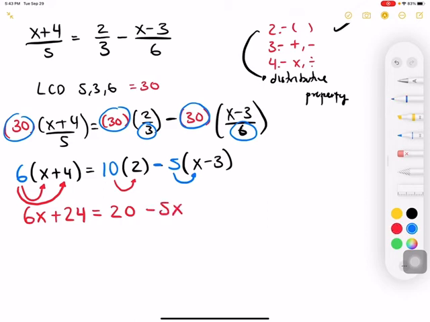And I also have negative 5 times negative 3. So multiplication of two negatives, that's a positive result. And 5 times 3, that's 15. Okay, we got rid of the parentheses, that's the next step.